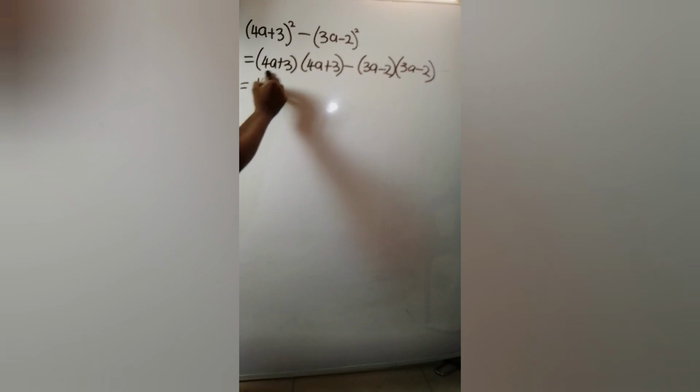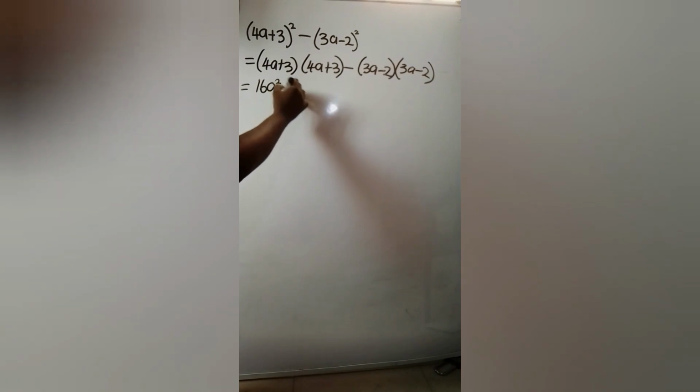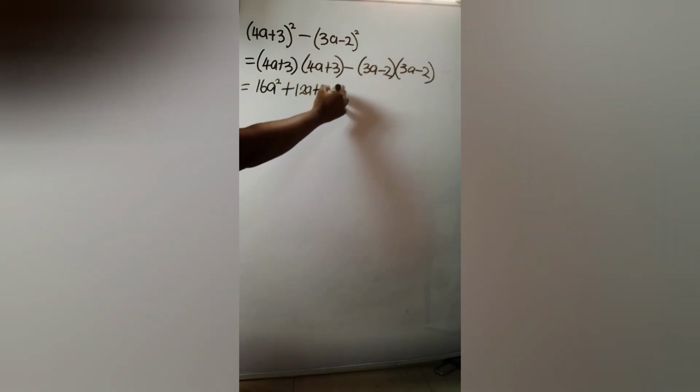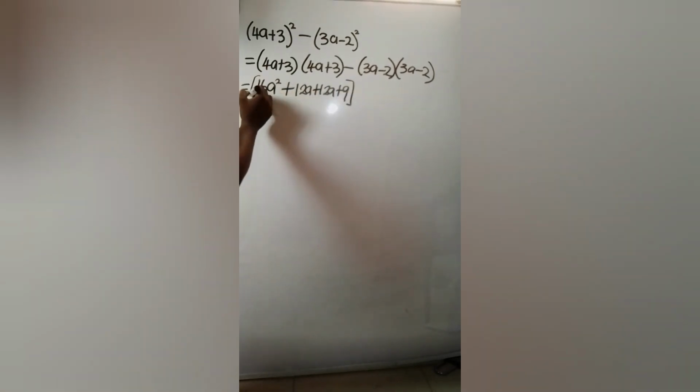We now start. 4a times 4a, 16a squared. 4a times 3, plus 12a. 3 times 4a, plus 12a. 3 times 3, plus 9. We are done with this side. Now let's move over to this side. 3a times 3a, 9a squared. 3a times minus 2, minus 6a. Minus 2 times 3a, minus 6a. Minus 2 times minus 2, plus 4.